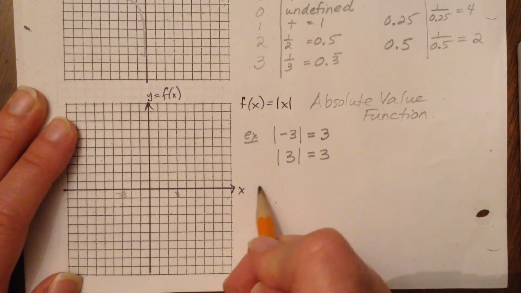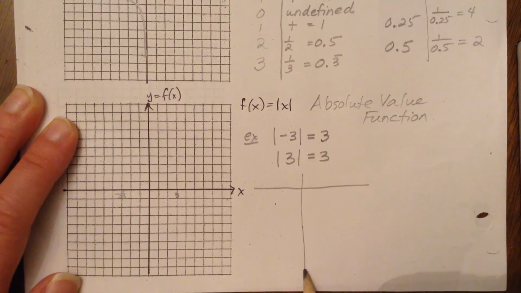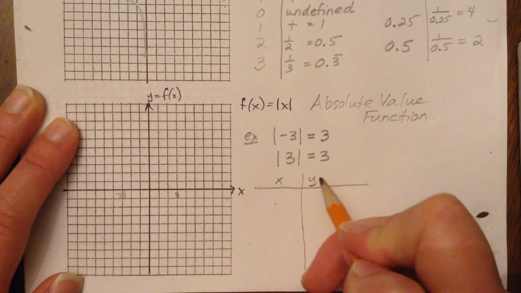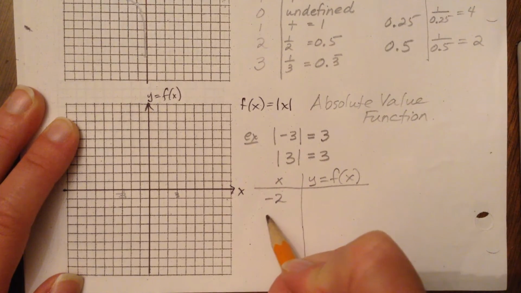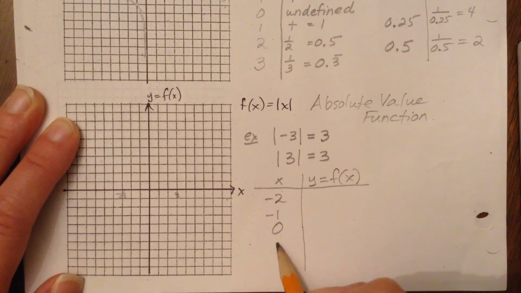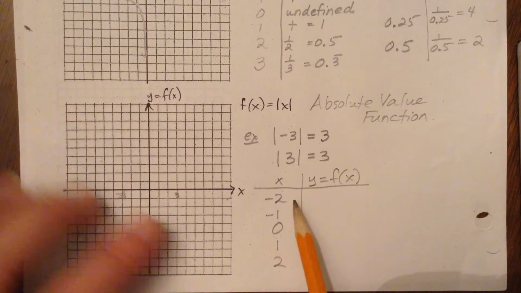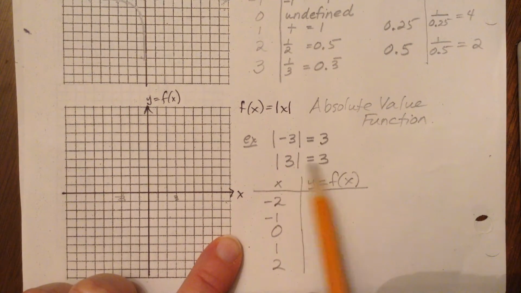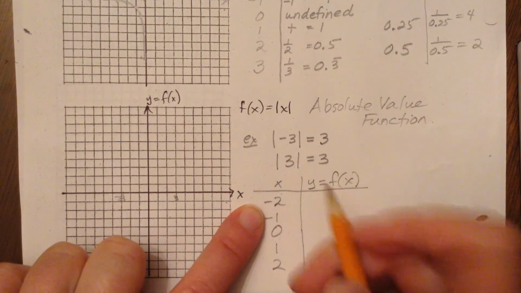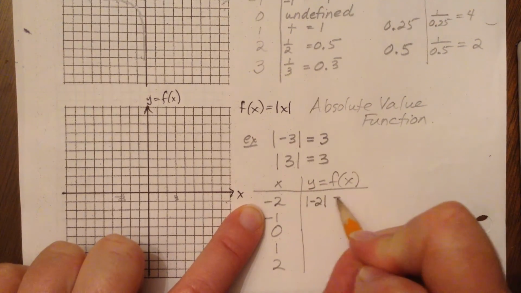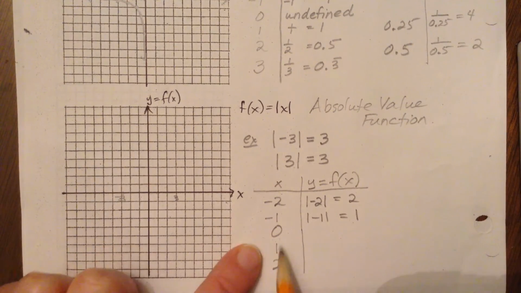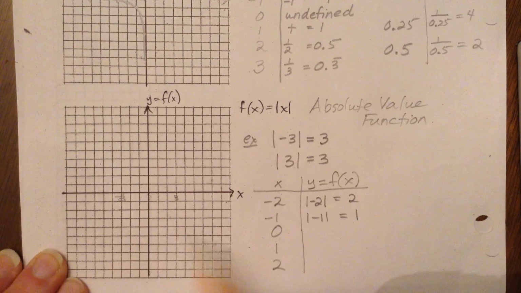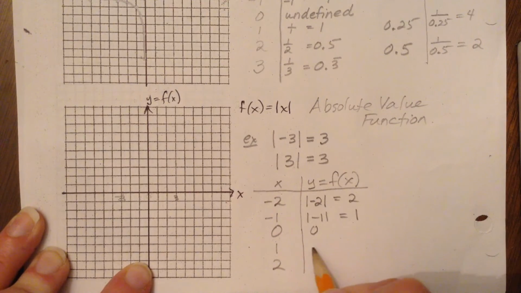Not a difficult thing. So we'll just do a quick little table of values. And we'll just pick a few negative and a few positive. This is all we need. Negative 2, negative 1, 0, 1, 2. So we already know the negative 3 and 3, which is why I didn't include them. So absolute value of negative 2 would be 2. Absolute value of negative 1 is 1. Absolute value of 0, well, it's right here. It's on the y-axis, so it's just 0. Absolute value of 1 is 1, and of 2 is 2.